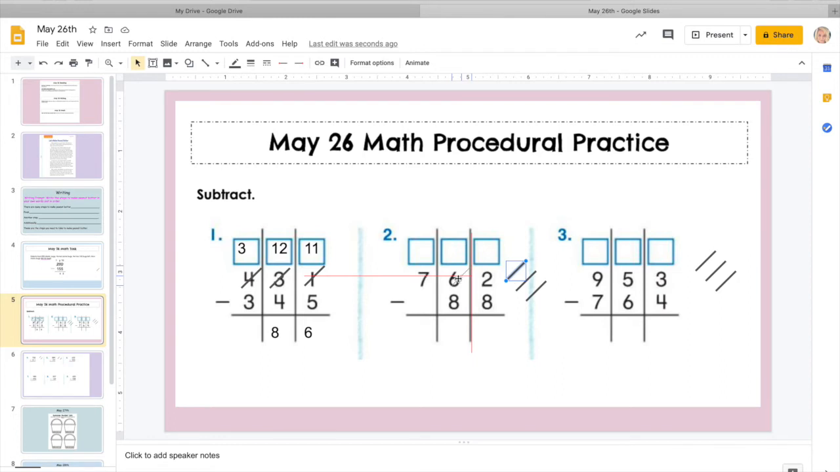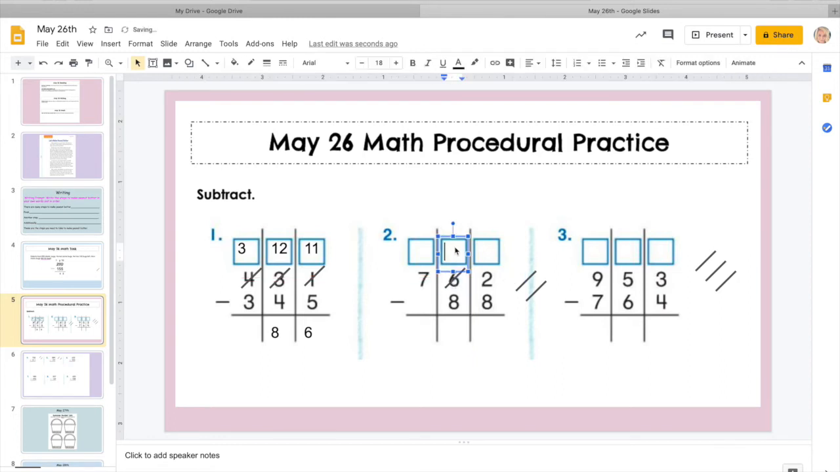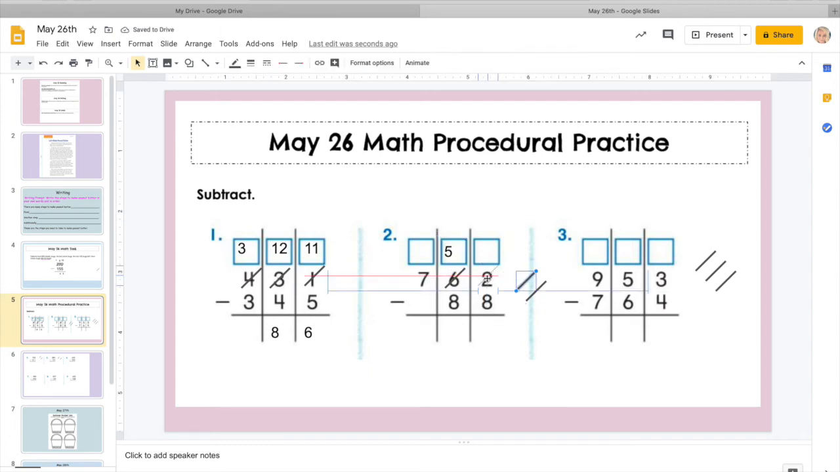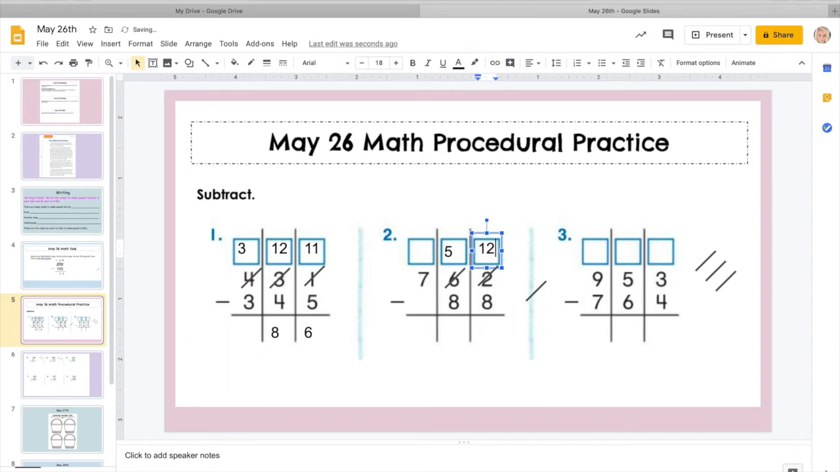So we know we are automatically going to have to borrow from our neighbor. This 6 is going to become a 5. And this 2 then is going to become a 12. If you do 12 minus 8, if you have 12 of something and you take 8 away, you are left with 4. We've completed step 1.